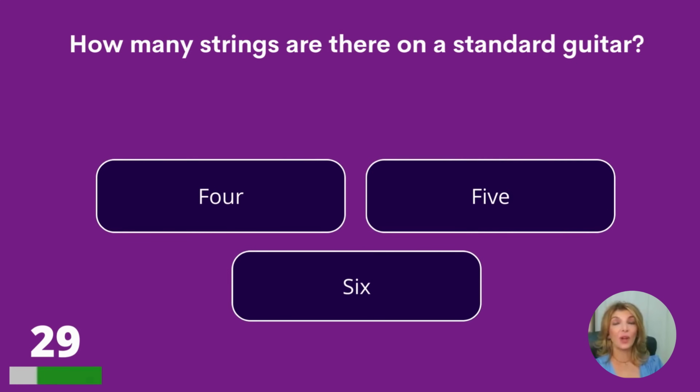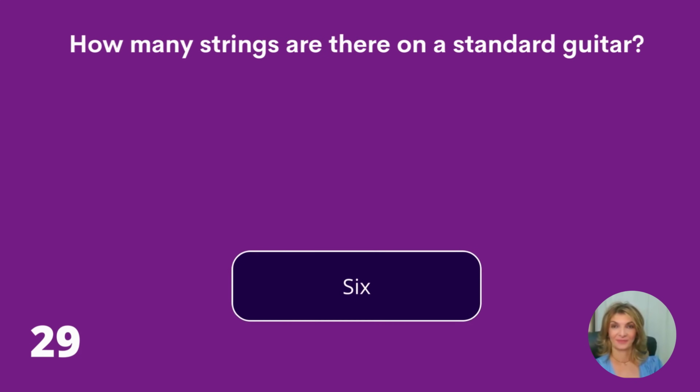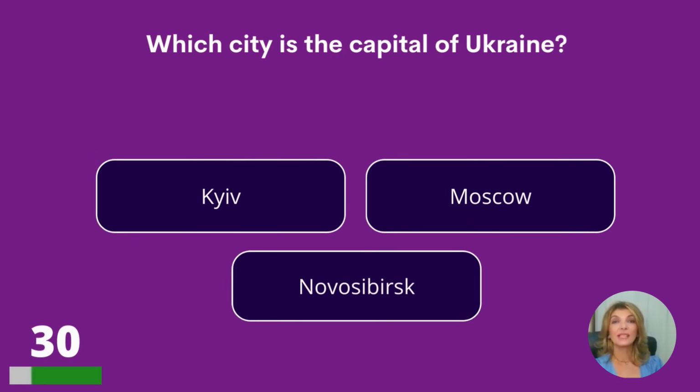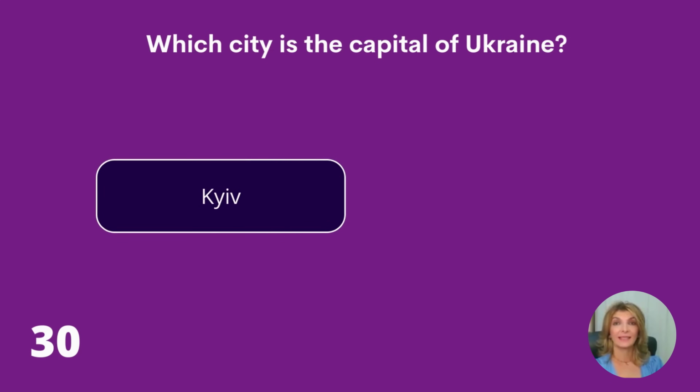How many strings are there on a standard guitar? 4, 5, or 6? 6. Which city is the capital of Ukraine? Kiev, Moscow, or Novosibirsk? Kiev.